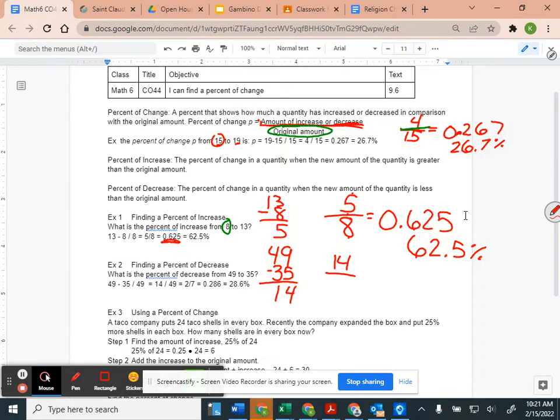Why 49? Because it's the number we started with. It's the original amount. So what does the fraction bar mean? What operation do we have to do? Divide. So 14 divided by 49. Use your calculator. 0.286. Now I need to find the percent, so I need to change my decimal into my percent.